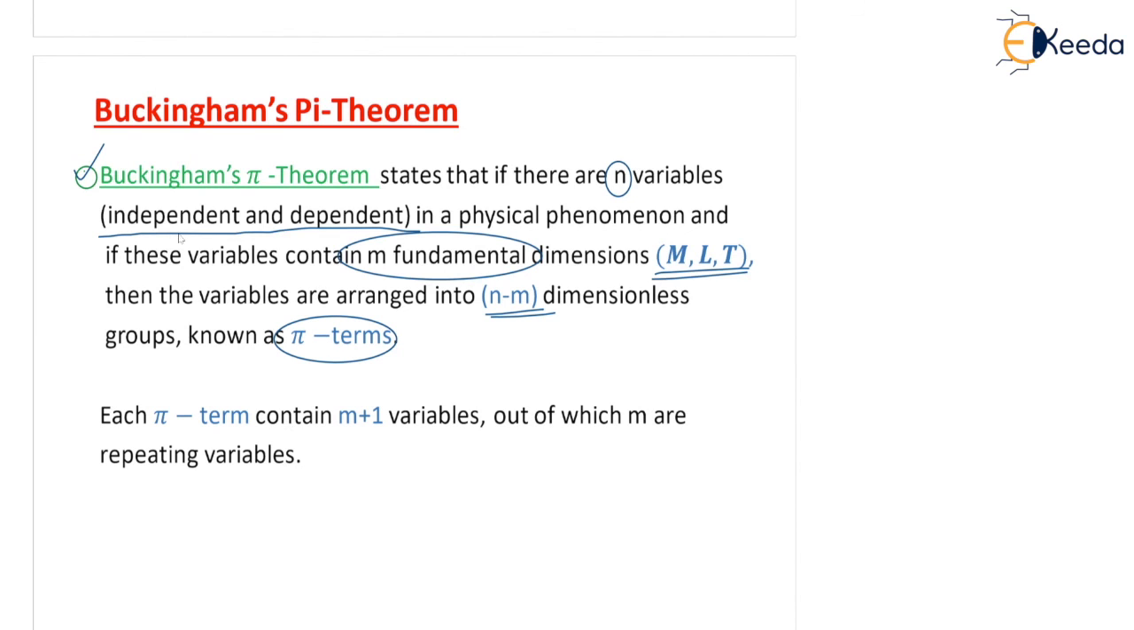Once again, I want to repeat. Buckingham's pi theorem states that if there are n variables, which can be dependent or independent in a physical phenomenon, and if these variables contain m fundamental dimensions, m being the number of fundamental dimensions, then the variables can be arranged into n minus m dimensionless terms, known as pi terms.